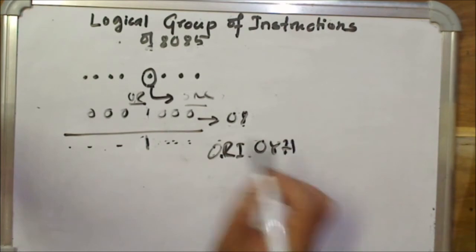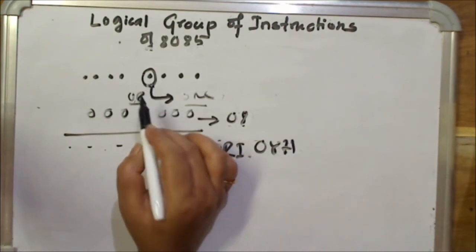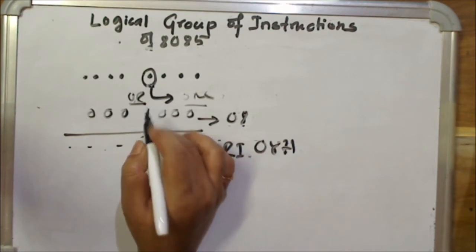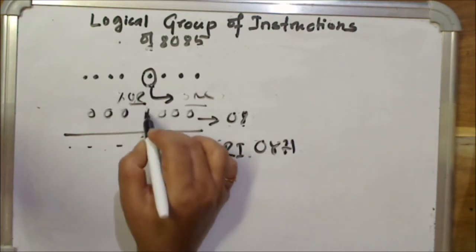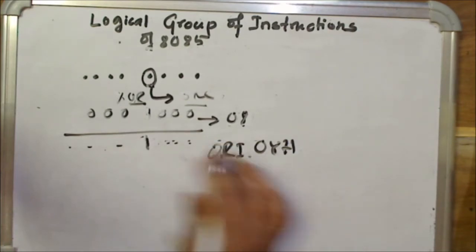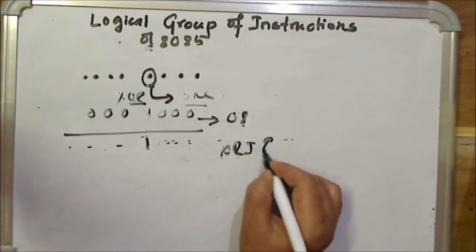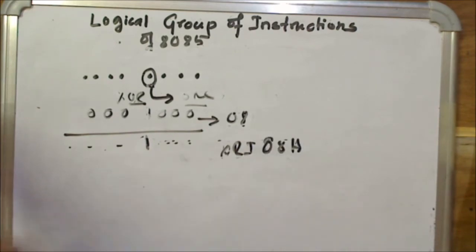0A. And if I have told you to complement this bit, or if it is 0, make it 1, if it is 1, make it 0, so what would you have done? You have to XOR this bit with 1, okay, and the remaining bits with 0. So your instruction would be XRI 08H. So I hope you understood what I am going to say.